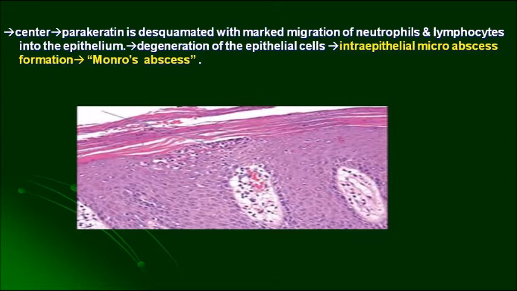Okay, so this intraepithelial microabscess formation is called Monro's abscess. It is seen exclusively in geographic tongue. So the intraepithelial microabscess formation which is seen in case of a geographic tongue is known as Monro's abscess. So note that point.